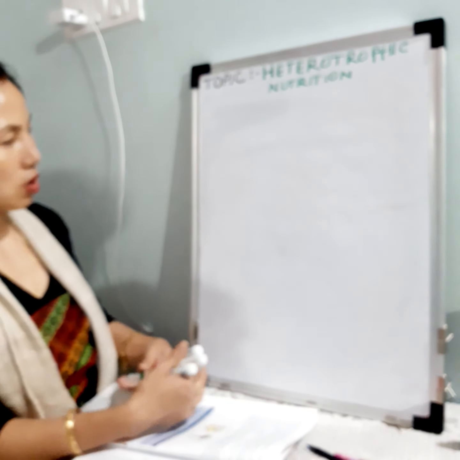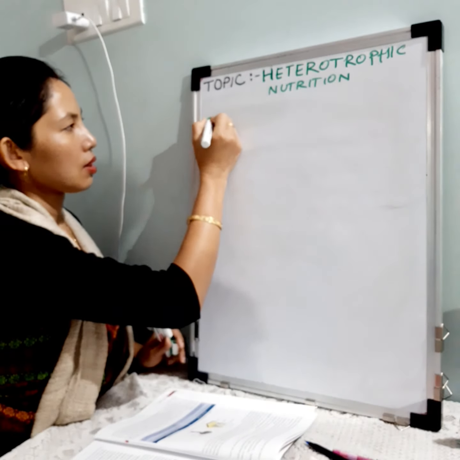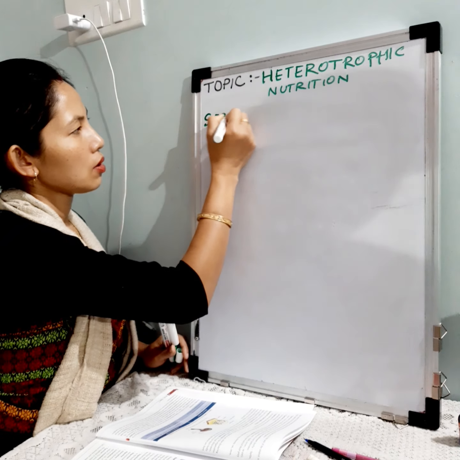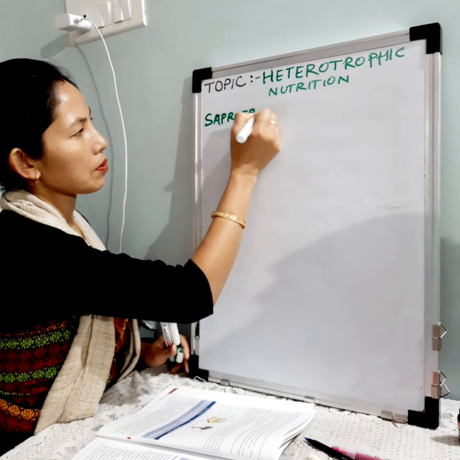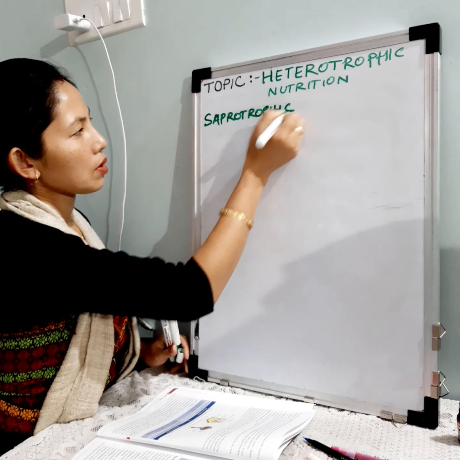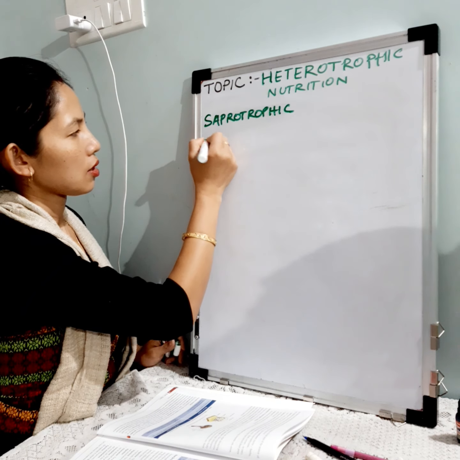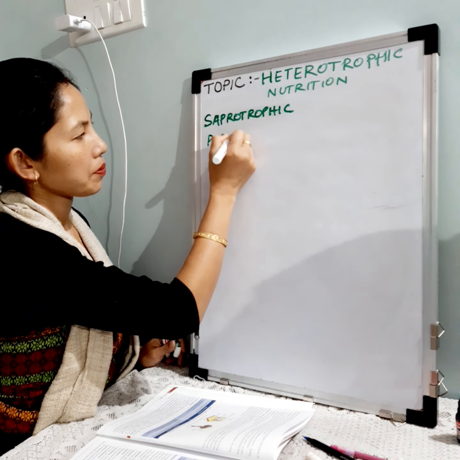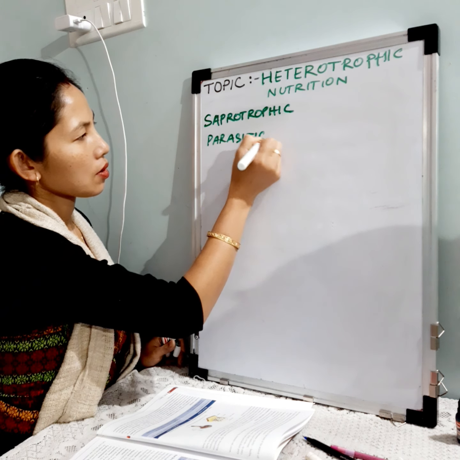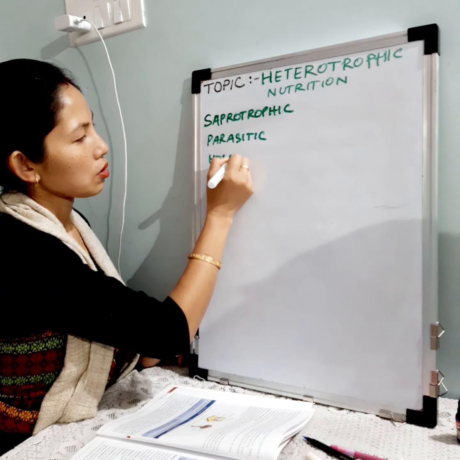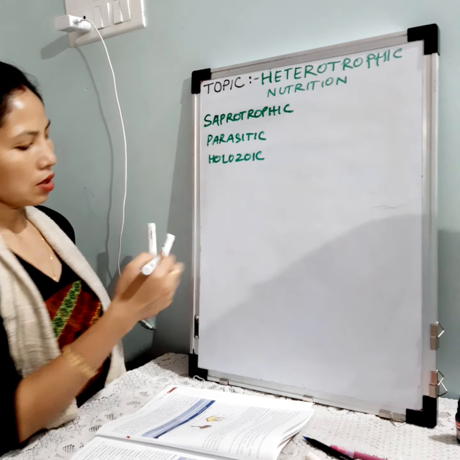So it includes number one, the saprotrophic nutrition, then secondly, the parasitic nutrition, and the holozoic nutrition. Okay.